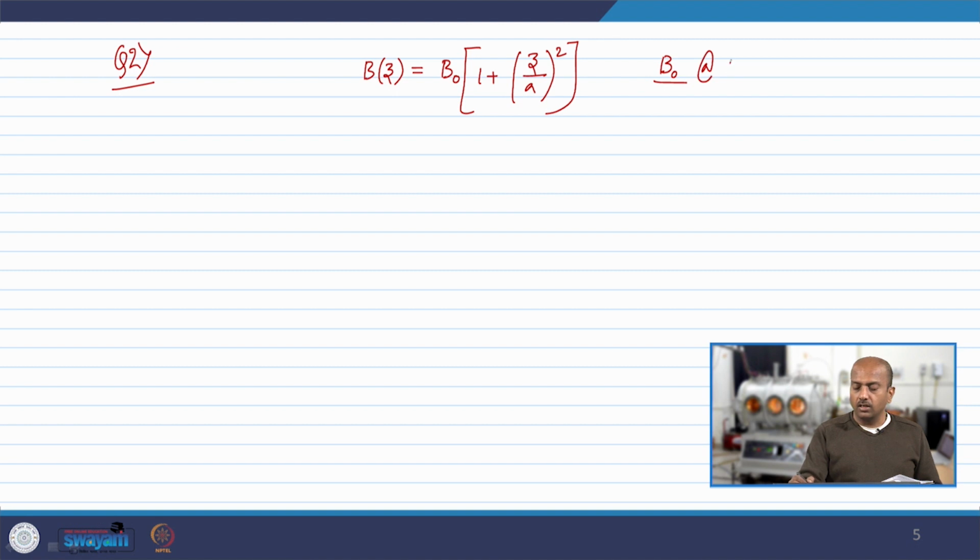Now, the magnetic field configuration is B of z equals B naught times (1 plus (z by a) whole squared). Where B naught is the constant magnetic field at t equals 0, and a is also a constant, and the mirroring will happen at z equals plus minus zm. Now, this is the bottle configuration.